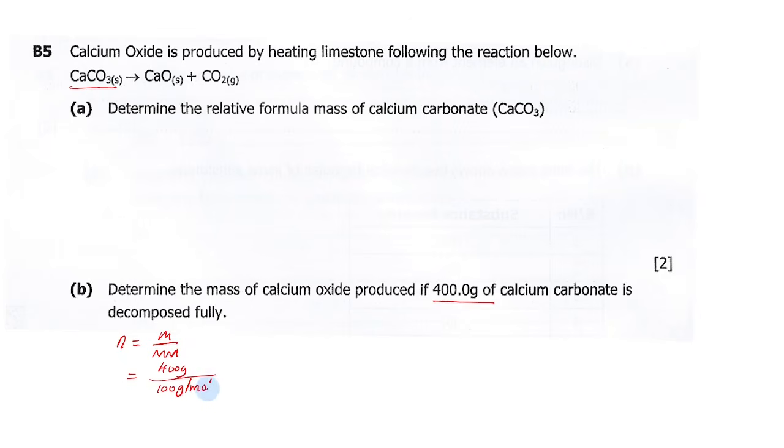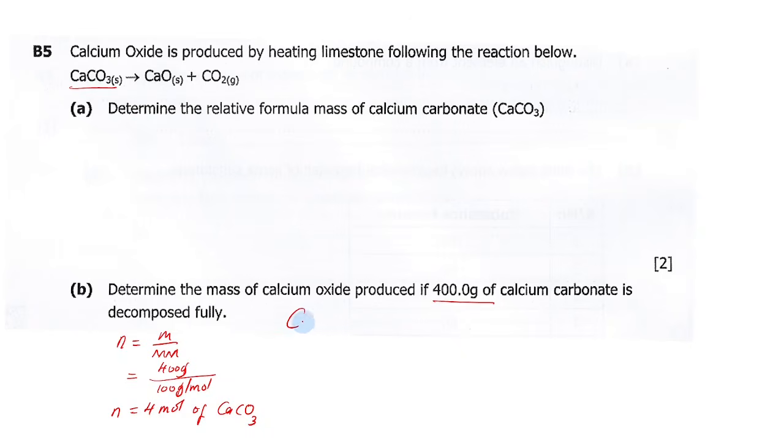So you find that this one and that one usually cancels. Then 400 divided by 100 will be 4. So it will be 4 moles. So it means that in this 400, there are 4 moles of calcium carbonate. Now, having found that, you get the same formula.